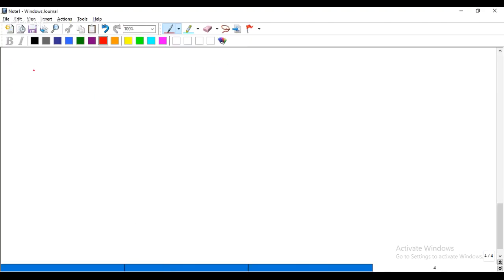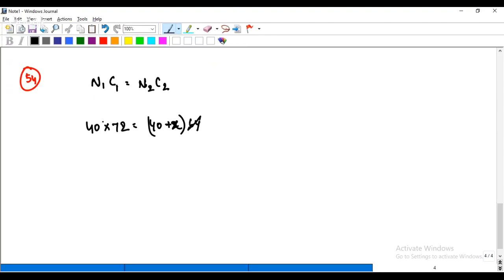54. The quantity of water to be mixed with 40 liters of juice costing 72 rupees per liter to obtain a mixture worth 64 rupees per liter. So I can say number of liters into their concentration. If you add water, the concentration will decrease. So I can say 40 liters at 72 per liter, 40 plus X at 64 per liter. I can say 8, 8 nines are 72, 8 fives are 40, so X is equal to 5. Sorry, 5 liters of water must be added. You must add 5 liters of water.